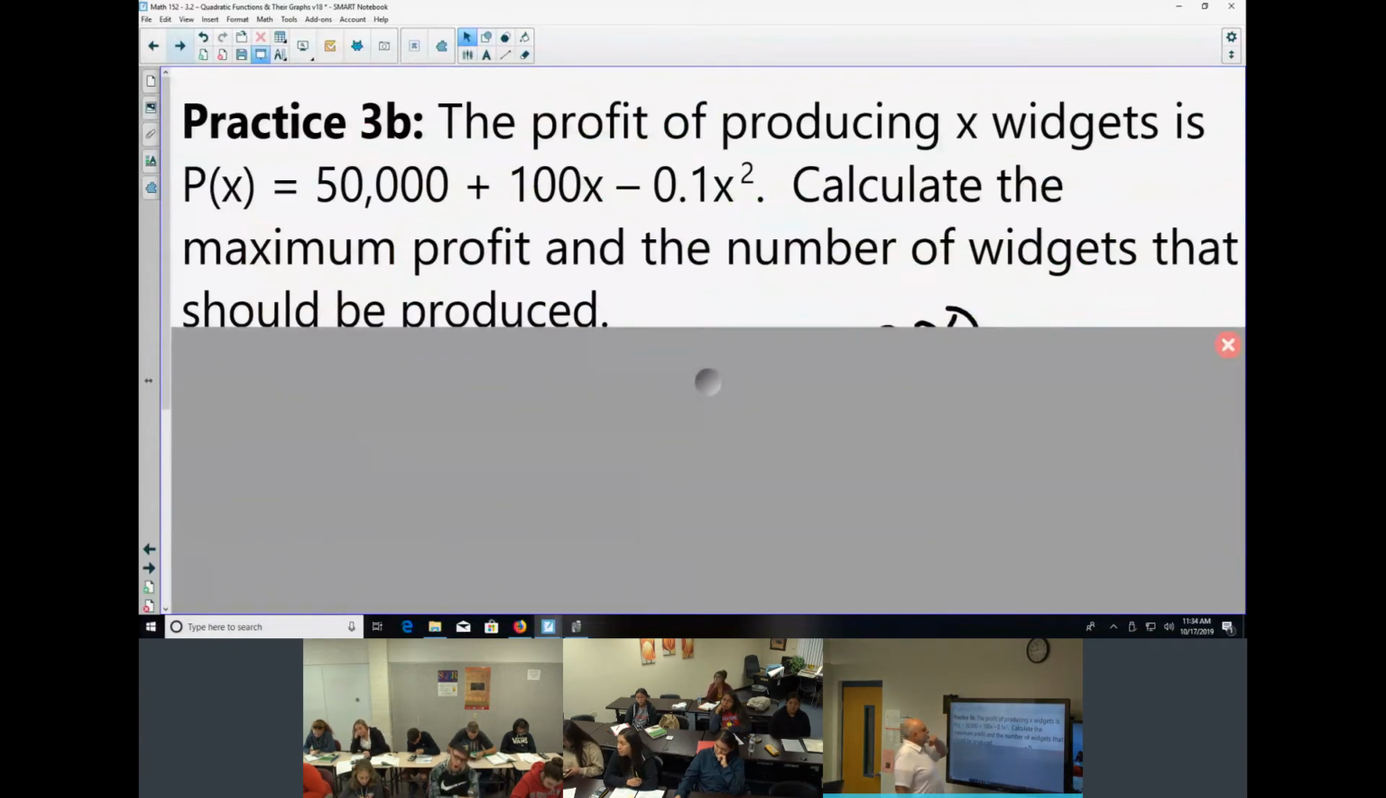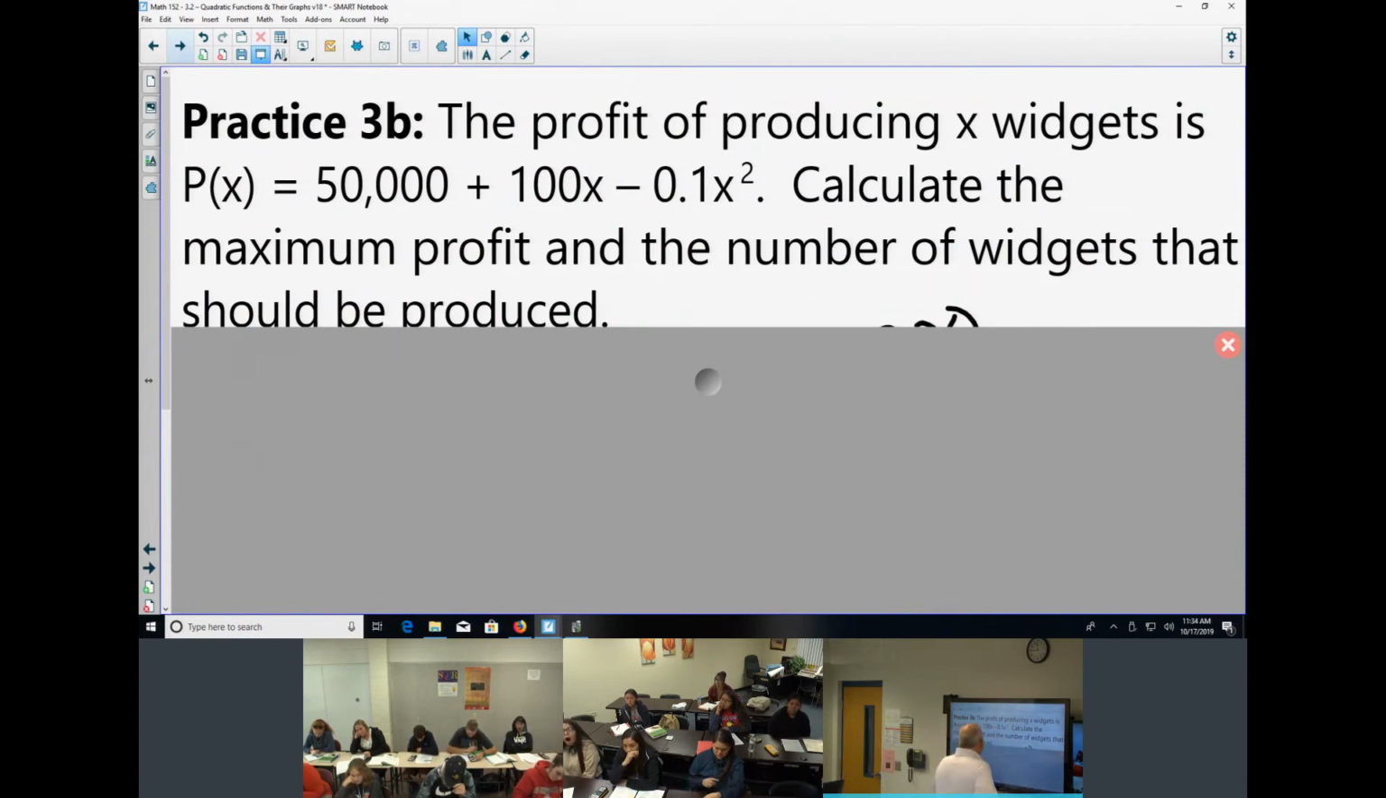All right. So this is the profit of producing X widgets: P of X equals 50,000 plus 100X minus 0.1X squared. Calculate the maximum profit and the number of widgets that should be produced. Okay, so the actual maximum or minimum value here is the Y value. The X is where it happens.